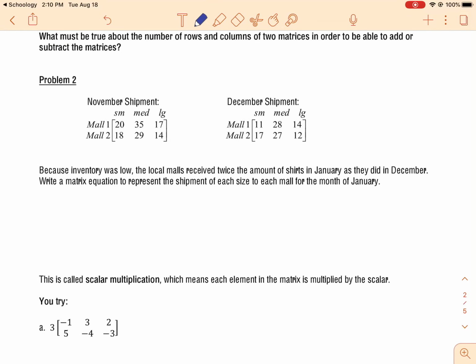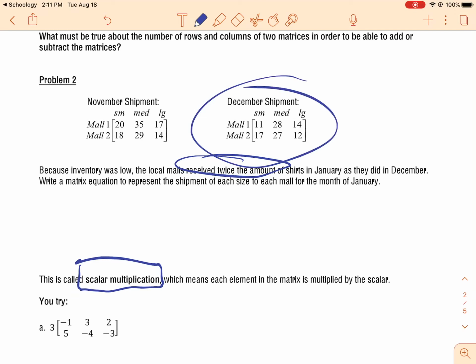Same numbers, same sales, November, December, but they're saying in January, they received twice the amount of shirts as they did in December. So if you're shipping off twice as many, what operation are you thinking you do? You multiply. And it's actually called scalar multiplication. And in order to do scalar multiplication, you're just actually distributing that multiplier to each of the terms in the matrix. So if we're doubling December, we can write 2, and then we have 11, 28.